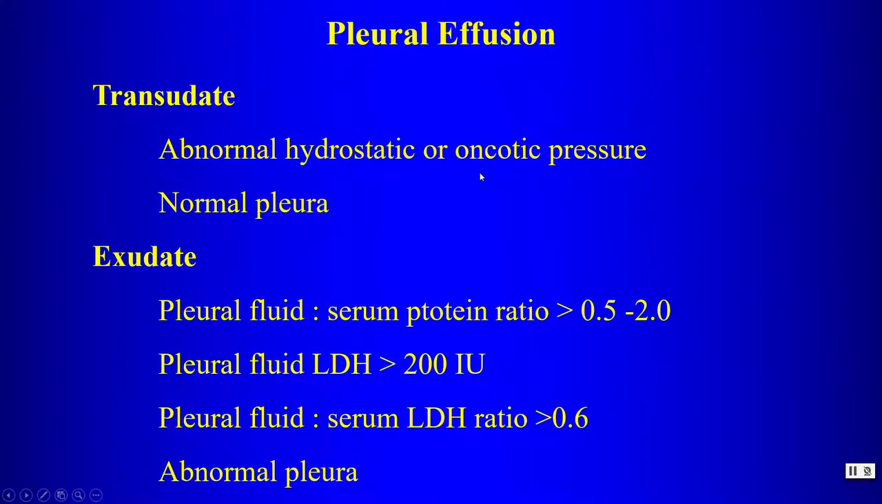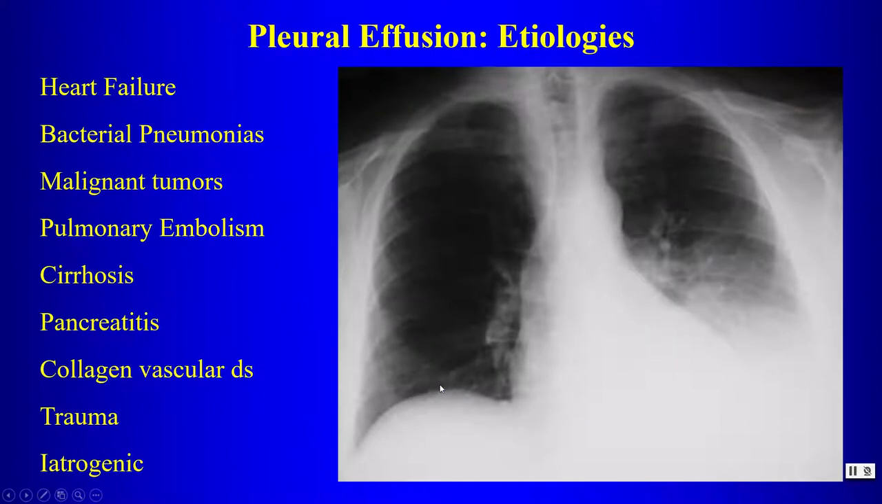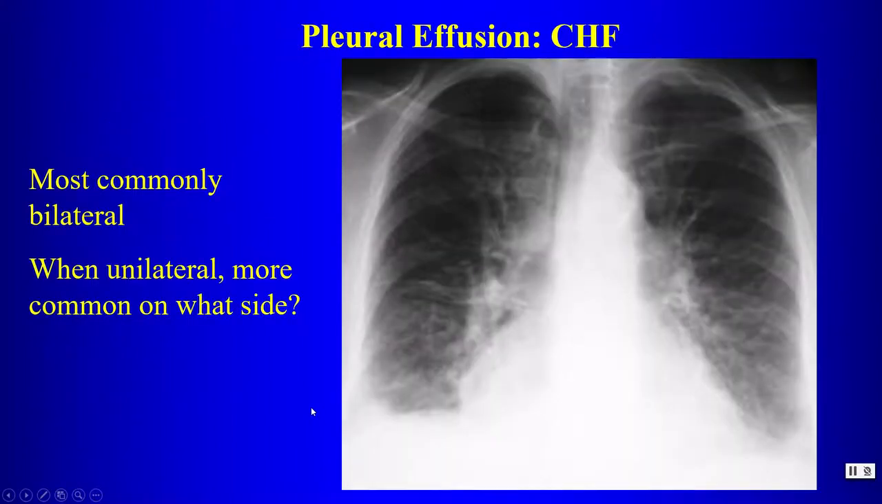Pleural effusions can be divided into transudates and exudates, and we're all familiar with this. Transudates occur from abnormal hydrostatic or oncotic pressure. The pleura is normal. However, with exudates, you have abnormal pleura, so the protein will be elevated within the pleural effusion. LDH will be elevated also within the pleural effusion. There are many causes of pleural effusions. Just listed some of the causes here.